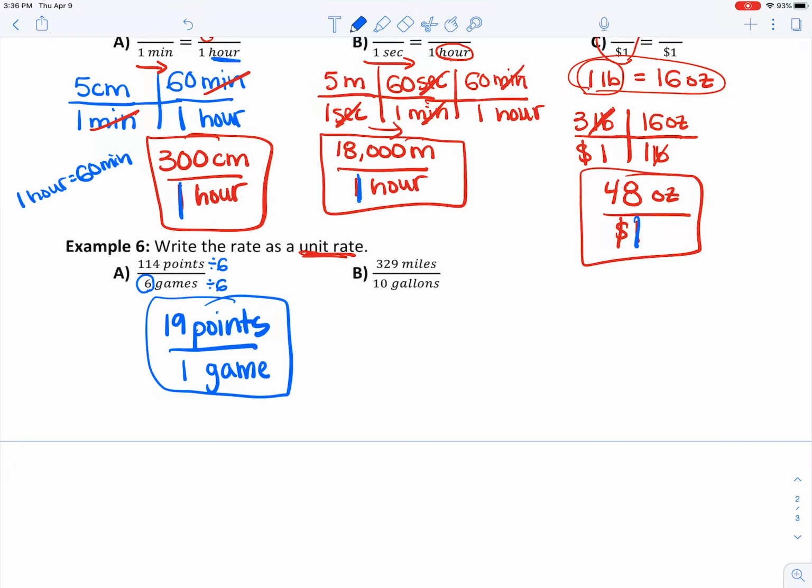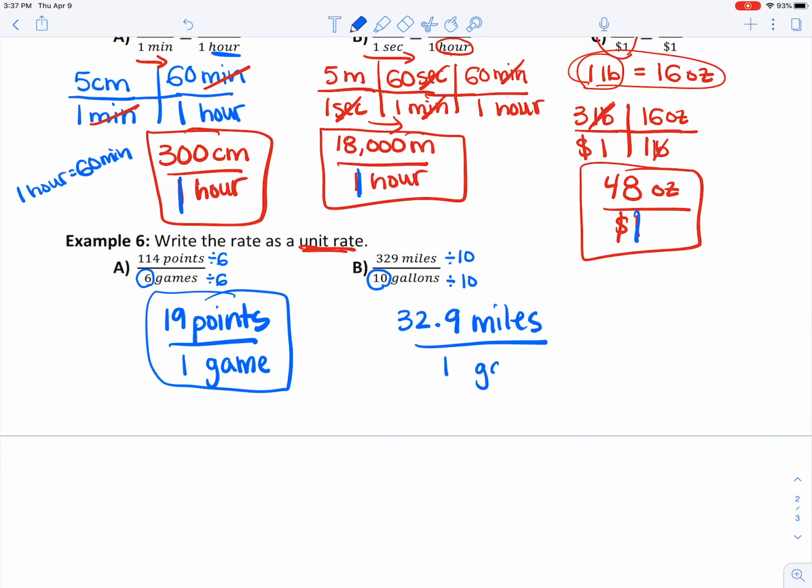All right, and last problem. Same style. So we want this 10 on the bottom to be a 1. How can I get that to be a 1? You divide by 10. If I divide 10 on the bottom, I also have to divide 10 on the top. So 329 divided by 10 is 32.9. I should write down my unit. It's miles. Per 10 divided by 10 is 1. So 1 gallon. 32.9 miles per 1 gallon.